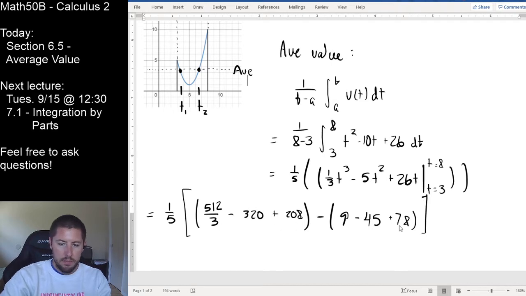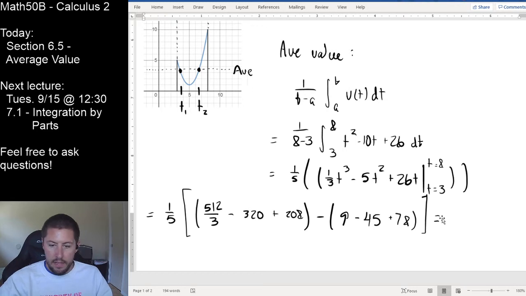Okay, so it looks like we're going to have some stuff in terms of thirds right here, but overall this value doesn't seem to be too terribly bad. Oh, so that 1/5 is going to be sitting out there also. So I am seeing here, I've got a 512 over 3 minus 320 plus 208 minus 9 plus 45 minus 78. And then we're going to divide that by 5.